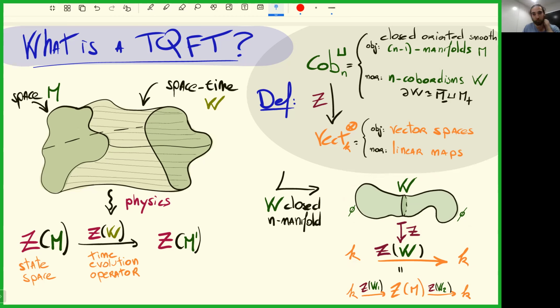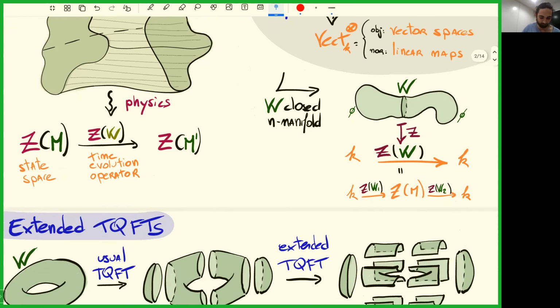Moreover, it's really computable. So if I manage to cut my n-manifold into two pieces, say W1 and W2, then I should have a recipe. Somehow the fact that this is a functor tells me I can compute this invariant as a composition of two linear maps, Z of W1 and Z of W2. So this invariant is very computable if I cut things. Okay. Any questions so far? Okay.